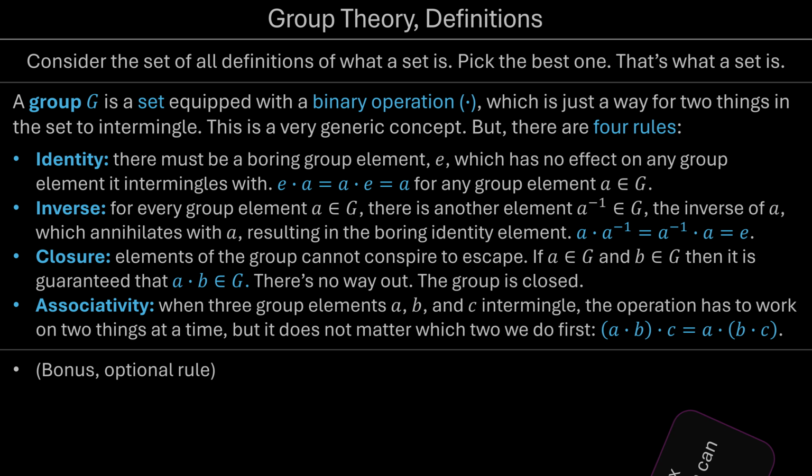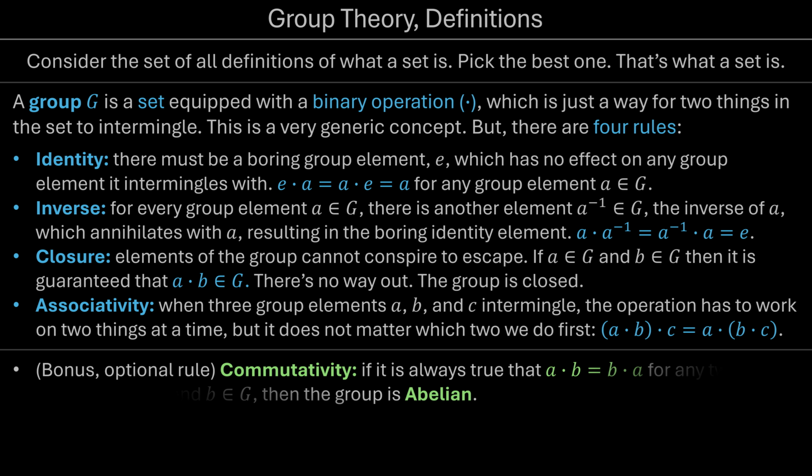Now there's a fifth rule that's a bonus rule, and this is totally optional. A group doesn't have to have it. That is commutativity. If it's always true that the product of A and B equals the product of B and A for any two elements in the group, then we say that the group is abelian. That's a fancy word that just means everything commutes.